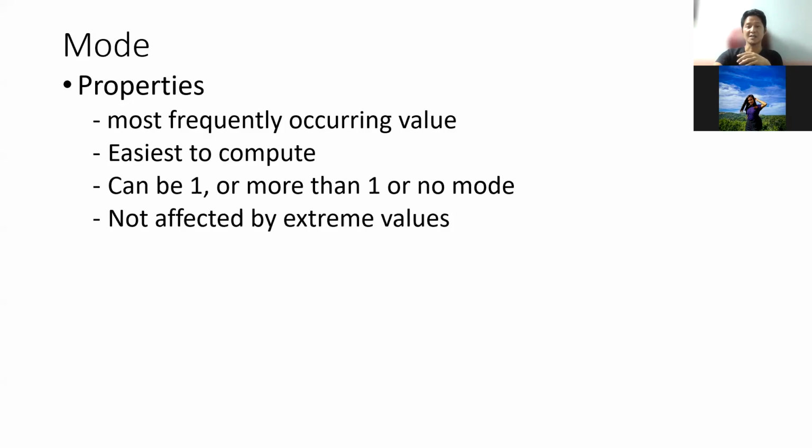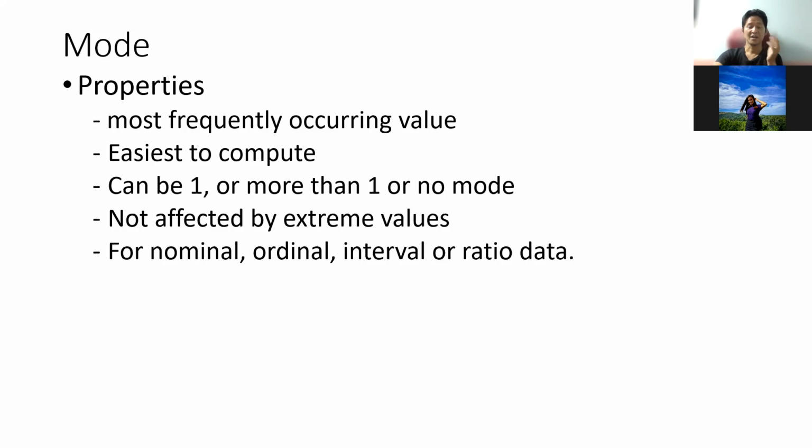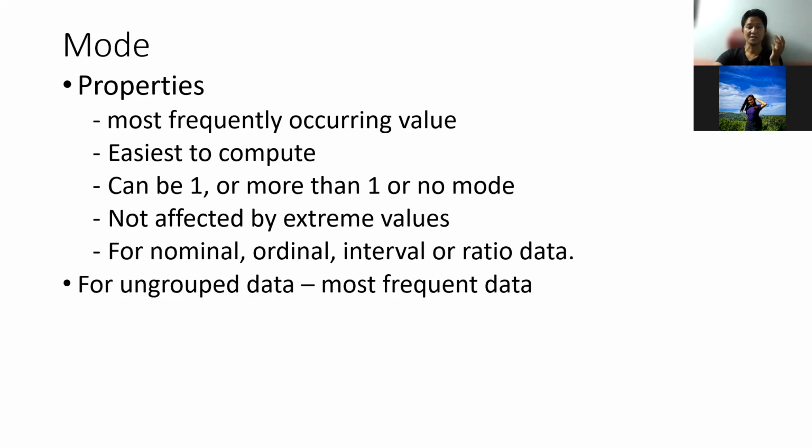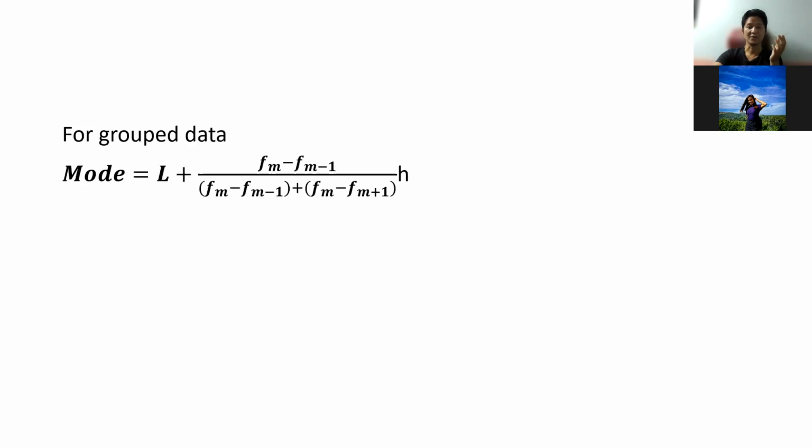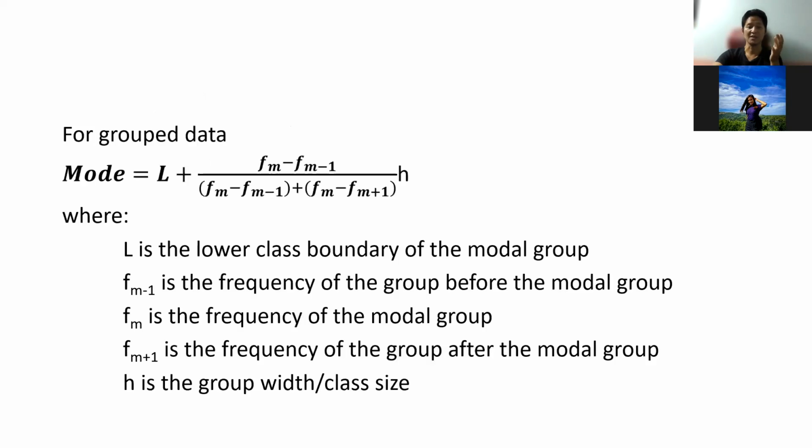Same thing with the median, this one is not affected by extreme values. Wala siyang pakialam kung may maliliit o may malalaking value, kasi bibilangin mo lang naman kung ilan yung occurrence ng bawat data. So this one can be used for any type of data. For ungrouped, just get the most frequent. For grouped data, we have this. Again, we will not be needing this kasi hindi naman natin ito kailangan gawin later.